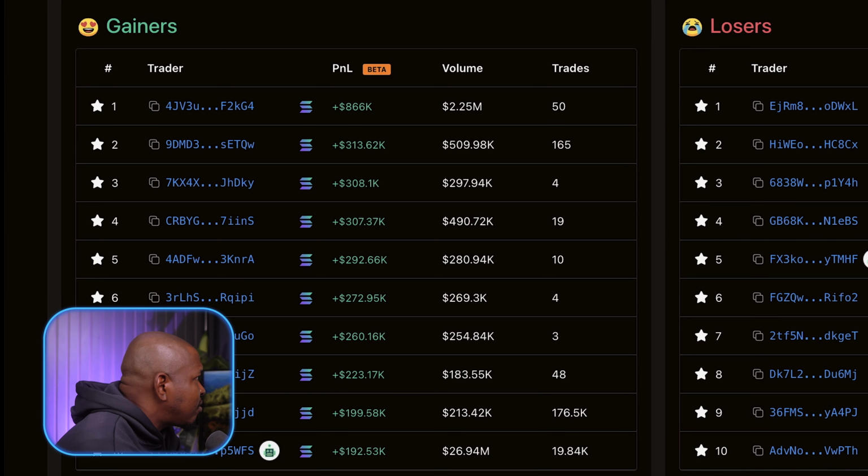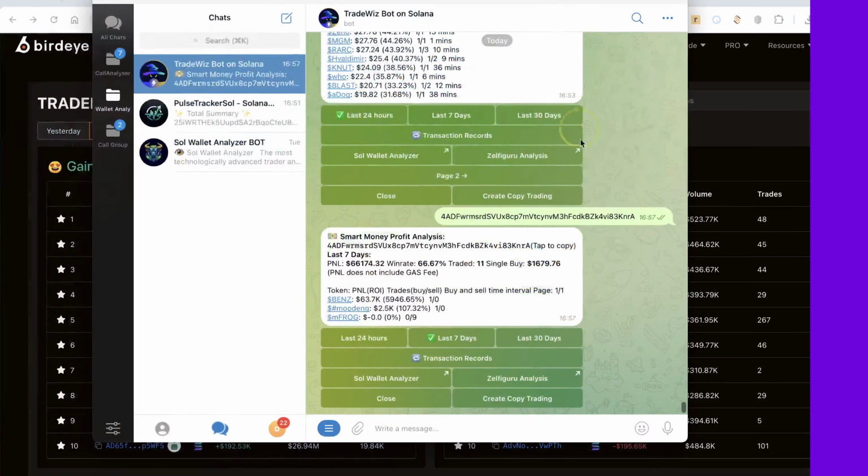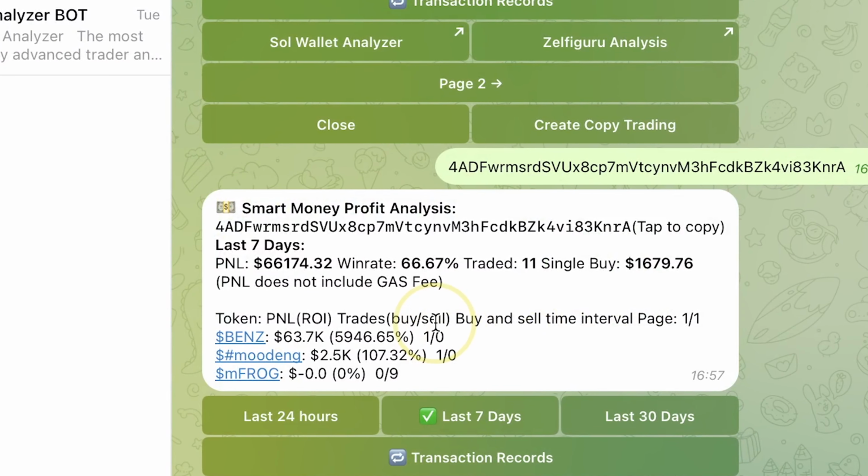So I pasted that wallet on TradeWiz. This is the result I'm getting. In the past 7 days, it has basically made 3 trades, which is the same number of trades made today.